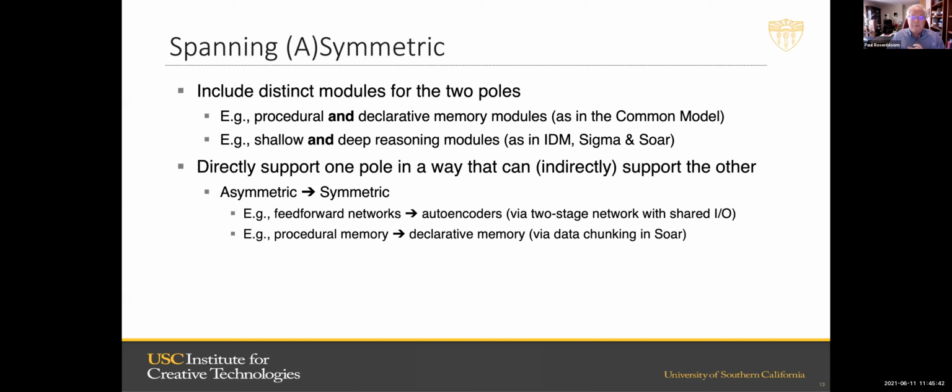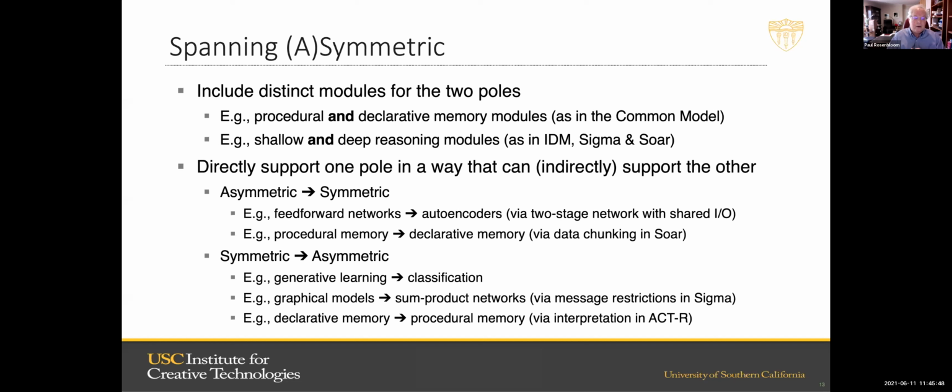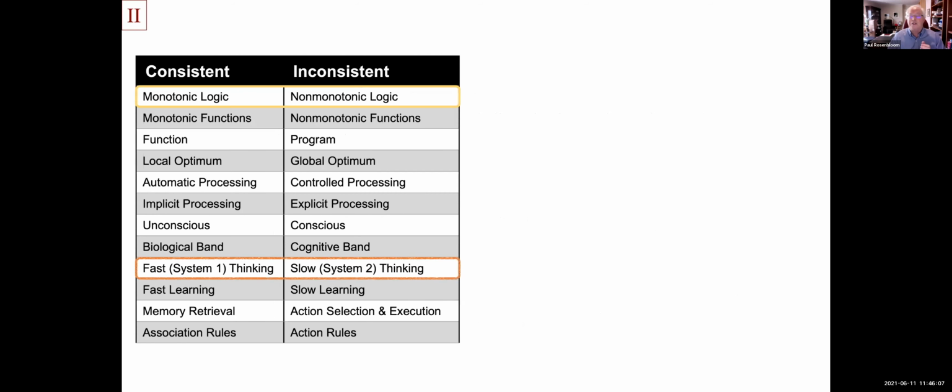So for example, you can build autoencoders in feed-forward networks and declarative memory inside of procedural memory. Or in the other direction, you can do classification via generative learning, build sum-product networks out of graphical models by restricting message directions, and essentially build procedural memory inside of declarative memory, as long as you provide an interpreter for it. Okay, the second dichotomy, consistent versus inconsistent.